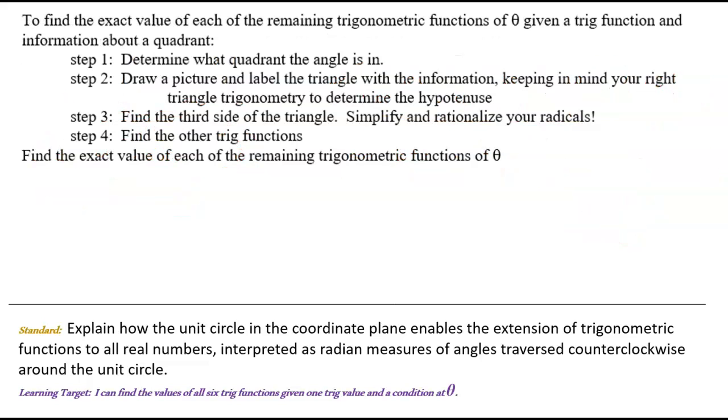Let's look at it. All right, so now, if I give you one exact value, you have to find the other 5 values, but the first thing you have to do is determine, it's all about theta, where theta lives, which quadrant it lives in. That's the challenging part. That's the new part of the problem. Once you know where theta lives, you're going to draw a picture. I've said this in class.